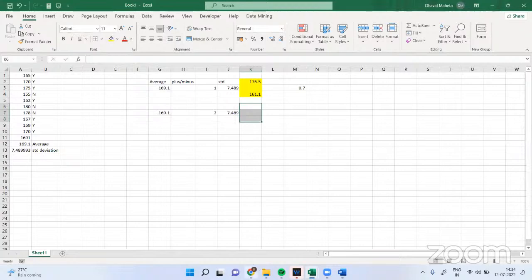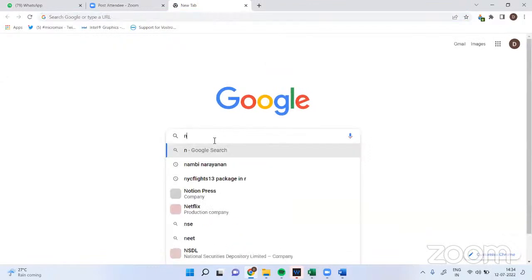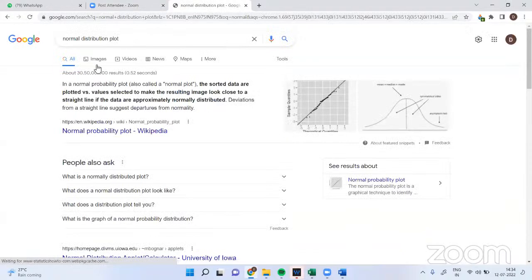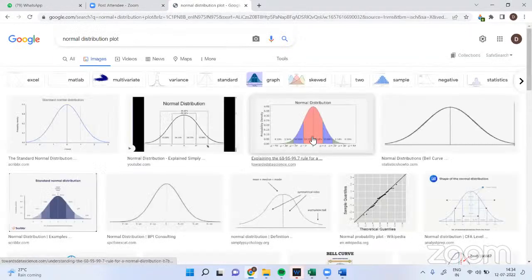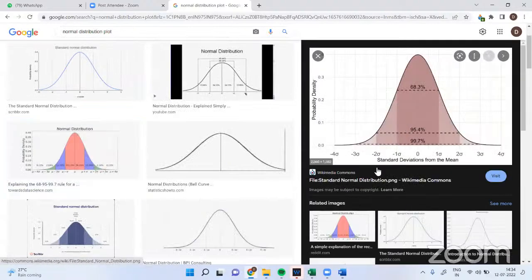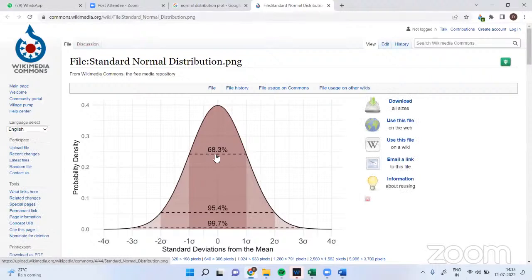Then I will do it for 3 standard deviation. If I go on repeating for 1, 2, and 3, I will get the normal distribution plot, which says that if you take plus or minus 1 standard deviation, 68% of observations will follow this rule. When 2 standard deviation is taken, 95% will follow this rule. 3 standard deviation, 99.7% will follow this rule.